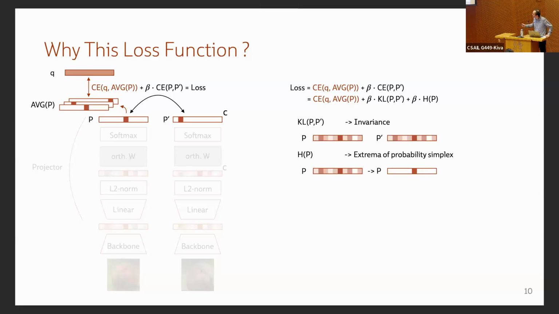Then we have the entropy term, which forces the probability vector to be on the extreme of the probability simplex. That means that we are very confident in what we predict. And finally, we push the average prediction close to the prior. So the average prediction will tend to be uniform if our prior is uniform, of course.